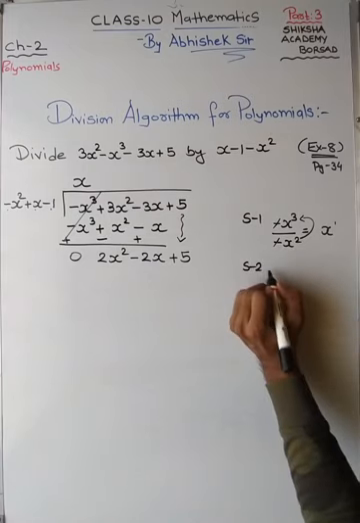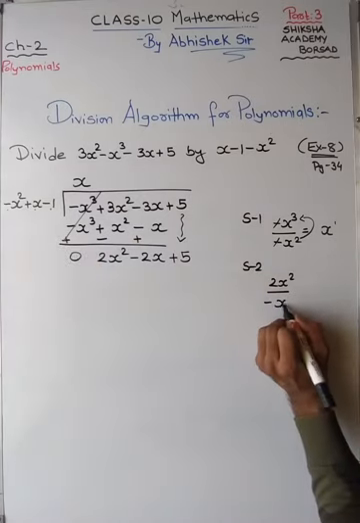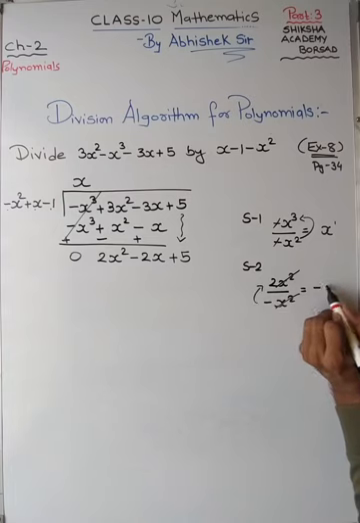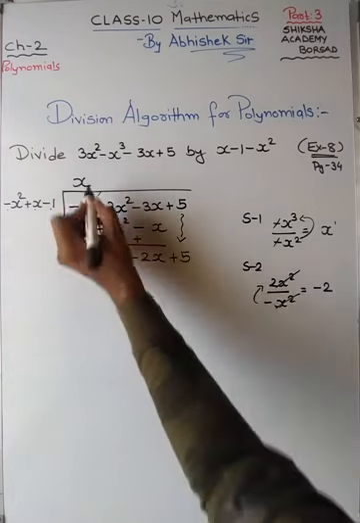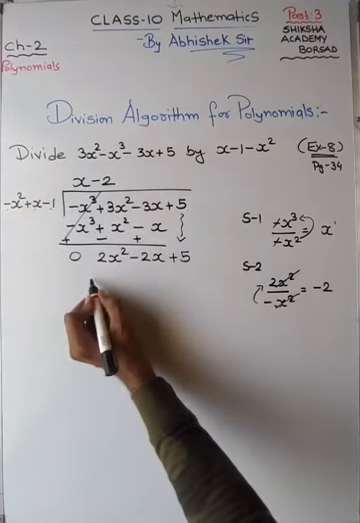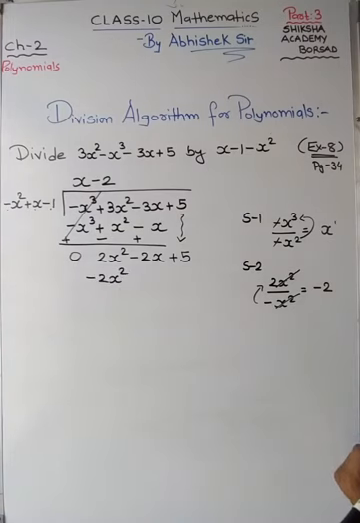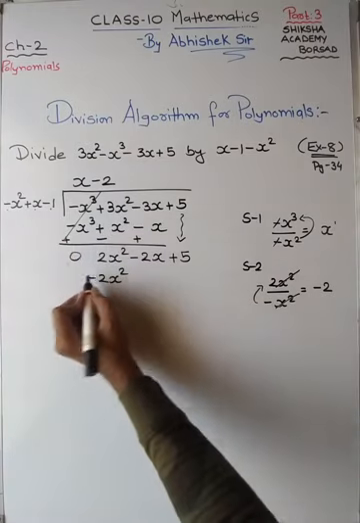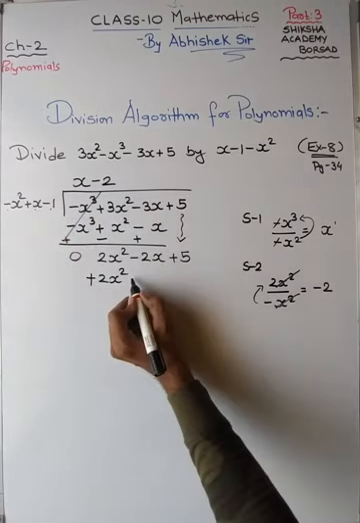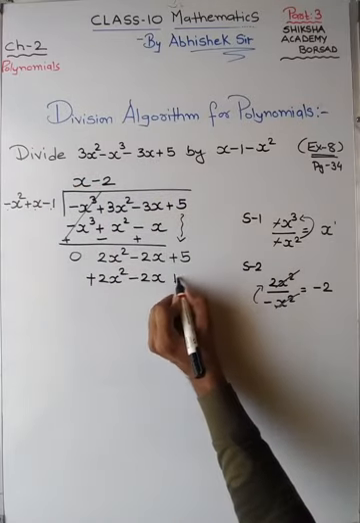So step 2 will be the first term of this, 2x square, upon the first term of that one, minus x square. So we can cancel x square and x square, this minus can go upside, so finally we have to multiply it with minus 2. Minus x square into minus 2, minus into minus, so it will be plus 2x square. Next term, x into minus 2, so it will be minus 2x, and minus 1 into minus 2, so it will be plus 2.